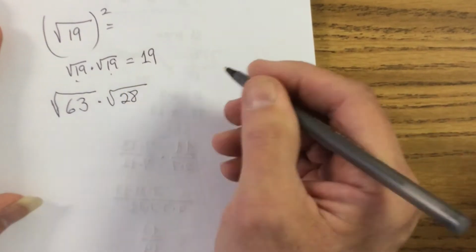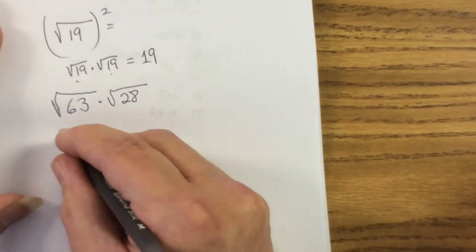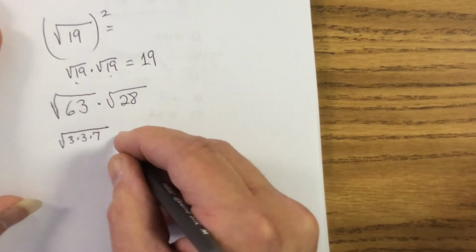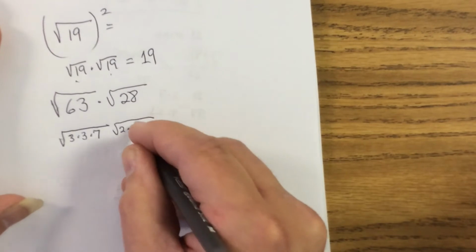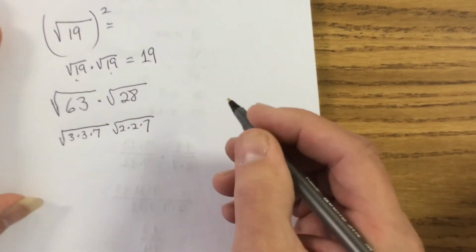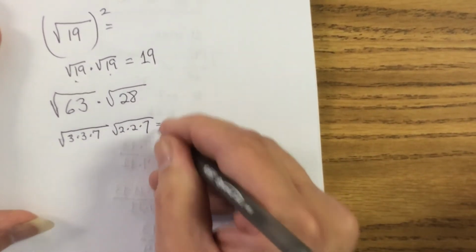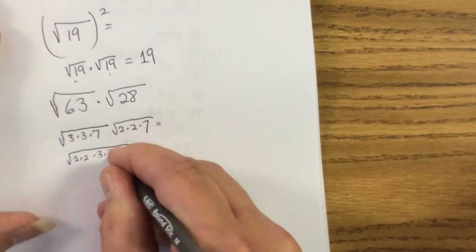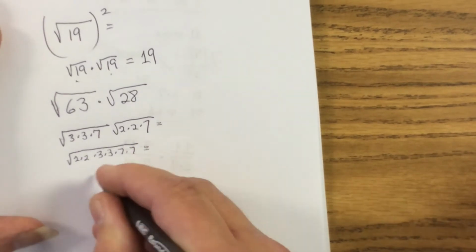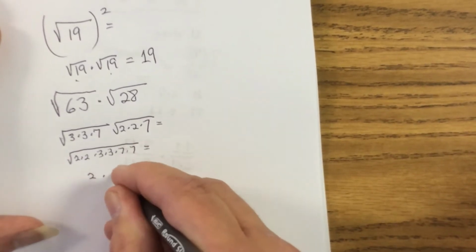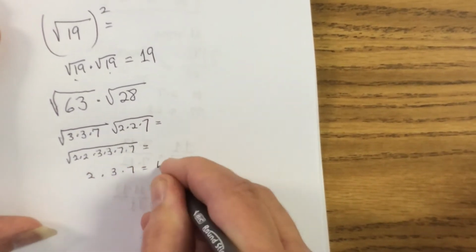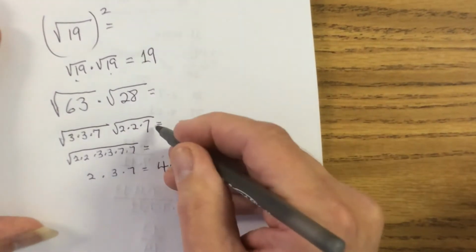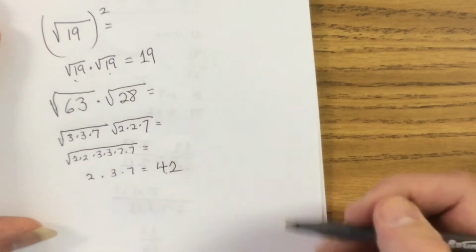Square root of 63 times square root of 28. Once again, if you factor these numbers, you'll be amazed at how quickly and easily it becomes clear what the answer is. This is 3 times 3 times 7. This is 2 times 2 times 7. Since you're multiplying radicals, everything goes under the same radical sign. So this is 2 times 2 times 3 times 3 times 7 times 7. Each one of those can be brought out from under the radical sign, so it's 2 times 3 times 7, and it's 42. The end.